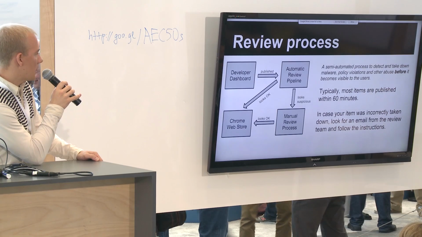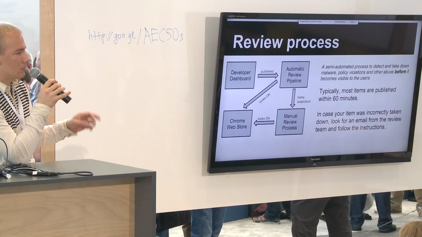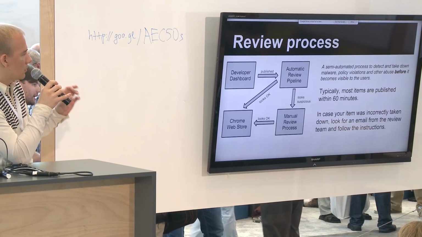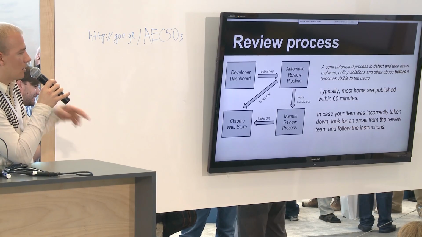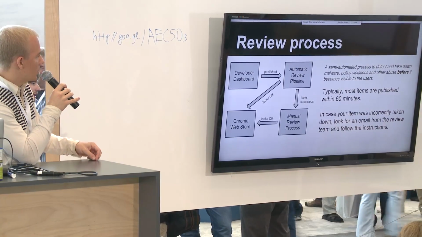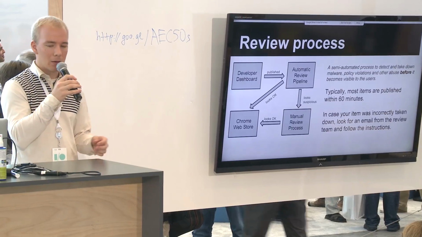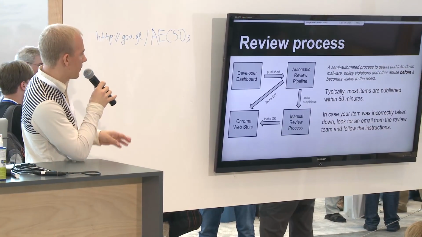So we have a two-stage review process. When you click the publish button, the app does not immediately get available to all your users. There is some delay. And we use this delay to first scan your item using an automatic malware fighting pipeline. And the pipeline can say, oh, the item is safe, and then we publish it.